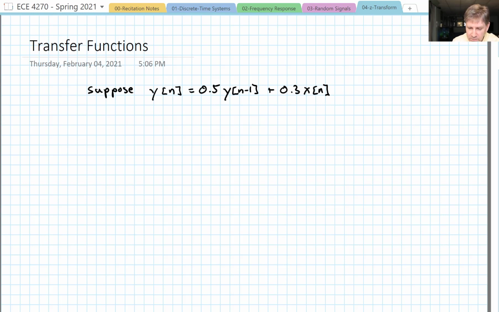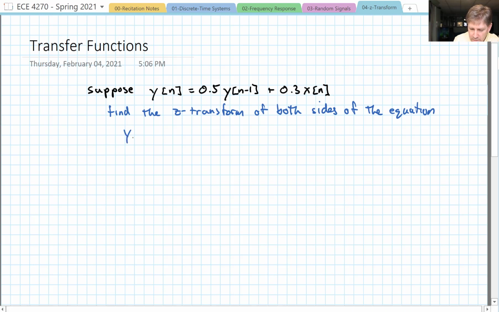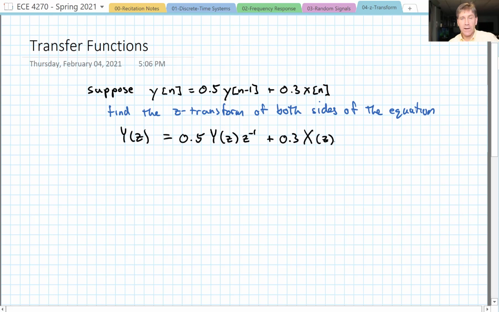We take the z-transform of the left side of the equation first, yielding Y of z. Okay, on the right hand side, we take the z-transform of that expression. And due to linearity, we know that we get 0.5 Y of z, but it has a delay, so that gives us a z to the negative 1 out front, plus 0.3 times the z-transform of x. We don't know what x is, but we know it has a z-transform of X of z. And there we go.